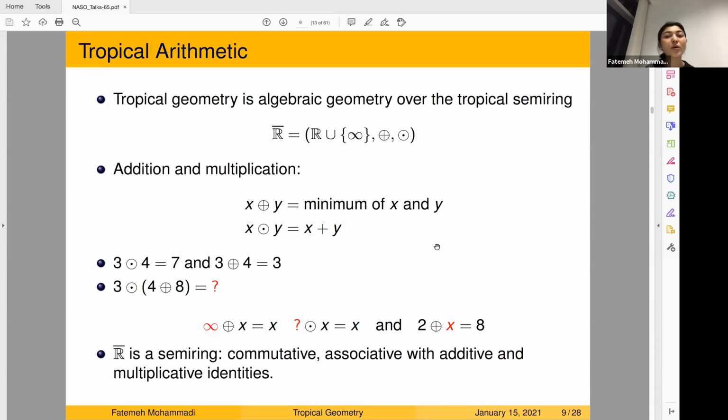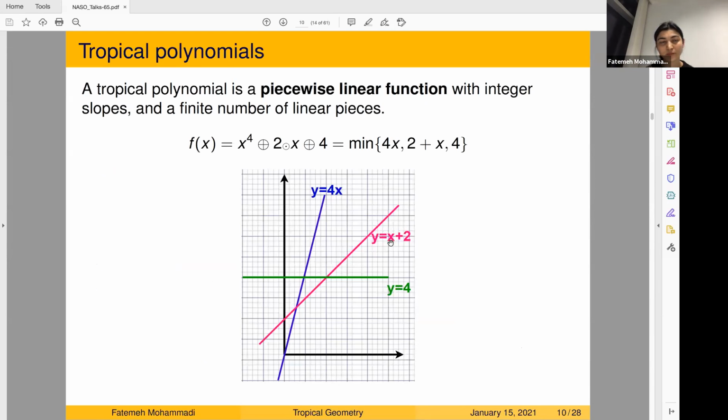Okay, so now how about the tropical polynomial? They're the first objects to look into when we want to do algebraic geometry over these new semi-rings. So a tropical polynomial is going to be a piecewise linear function with integer slopes and a finite number of linear pieces. So what do I mean by tropical polynomial?